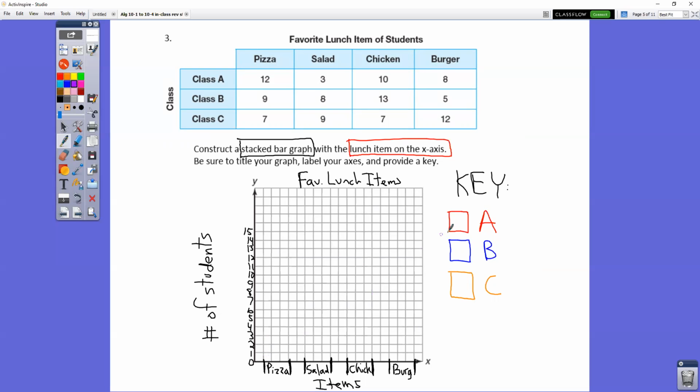So for pizza, we need to do an A, a B, and a C. Now remember, when you go to do these, they're going to look like this. They're going to be one right on top of the next, which is right on top of the next. So you have to look at the numbers and add them together. So for pizza, we have 12, 9, and 7 for A, B, and C.